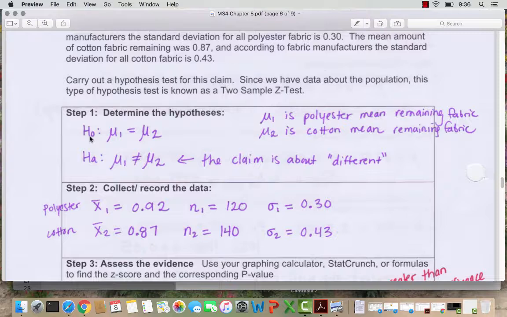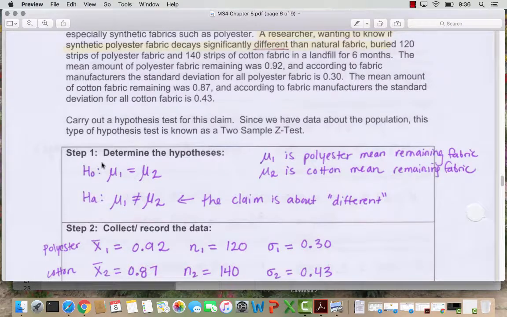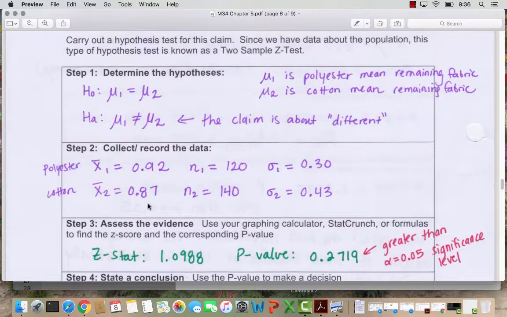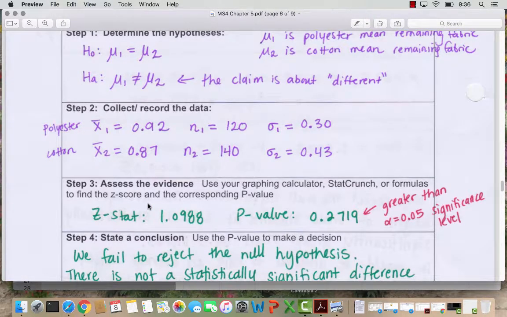So the null hypothesis is equality. We're assuming there's no difference between the two fabric types. So we have mu1 equals mu2 for the null hypothesis. And for the alternative hypothesis, because it said the researcher wants to know if they decay significantly different, we use the not equal to inequality because the claim is about the two fabric types being different.